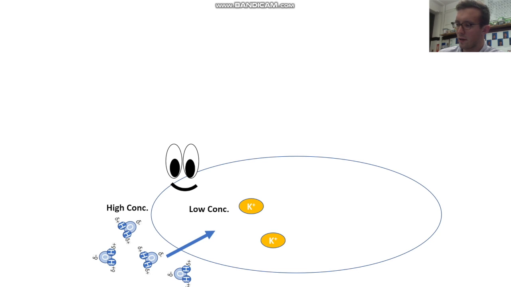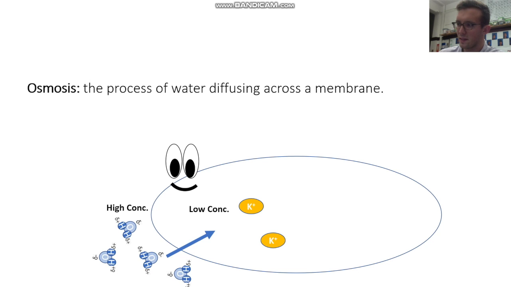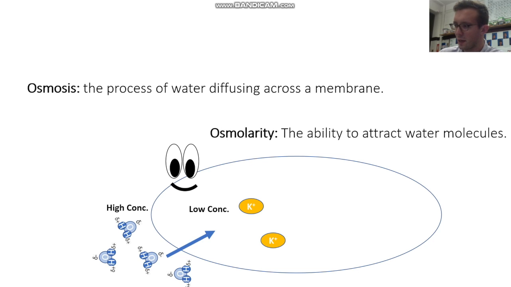So you guys have learned that water molecules tend to diffuse from areas of high concentration and spread out to areas of low concentration. And biologists call this process of water diffusing osmosis. And so if something has the ability to attract water molecules, biologists say that it has osmolarity. Osmolarity is just the ability to attract water molecules.